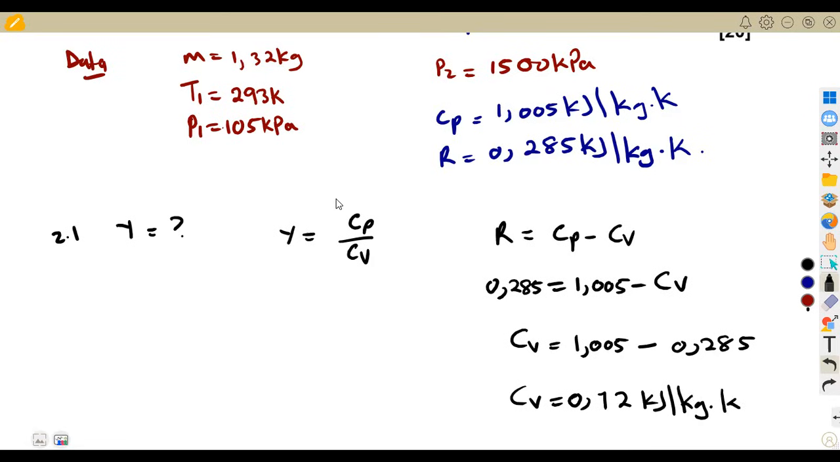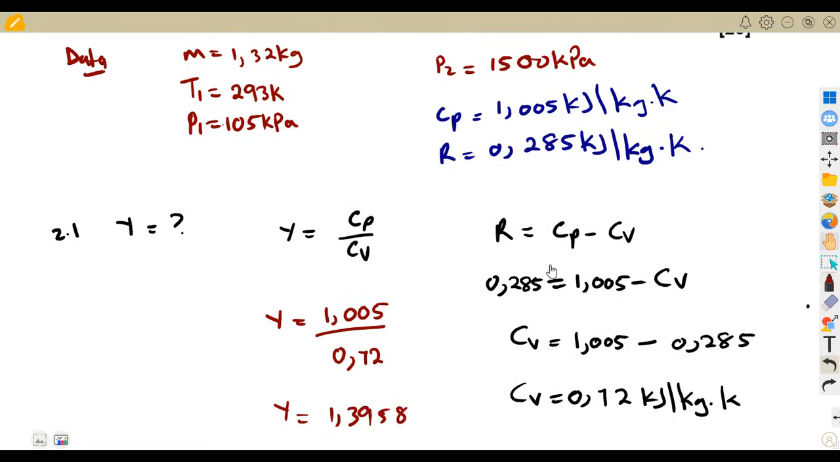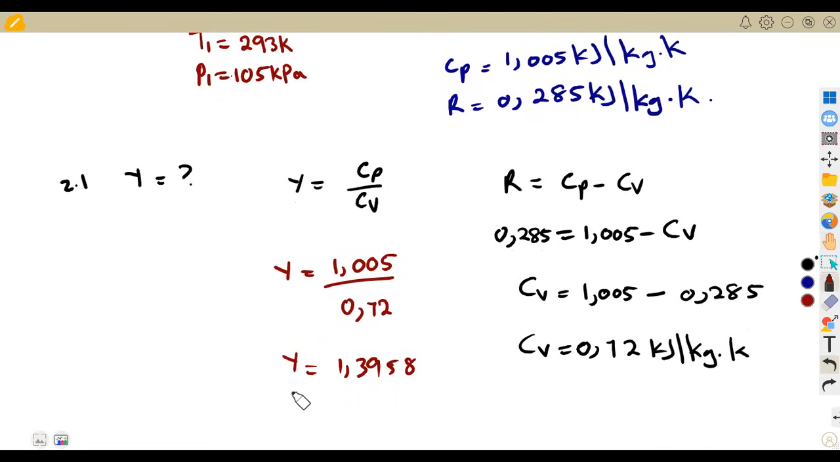So with this value that we have just determined, it is going to enable us now to find the value of gamma, because we said our gamma is going to be given as CP over CV, and we have the value of CP, which is 1,005, over CV, we have the value of CV that we calculated here, which is 0.72. That is going to give us the value of gamma, which is going to be 1,3958, something like that.